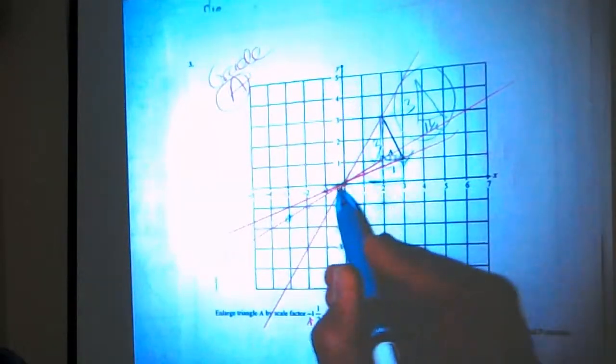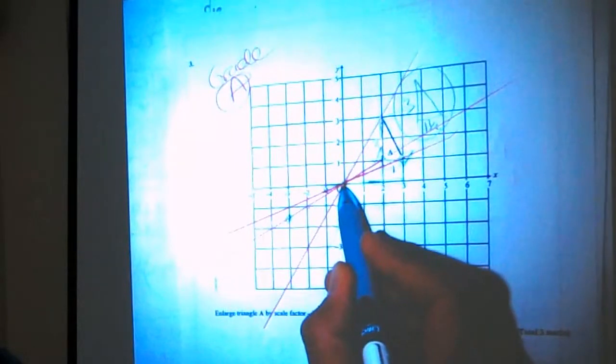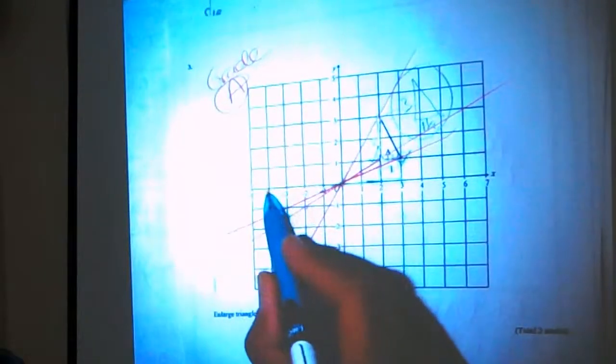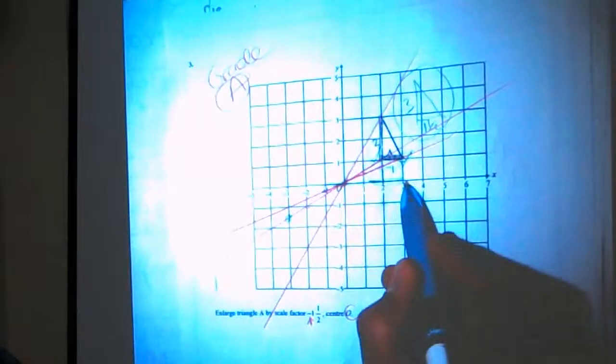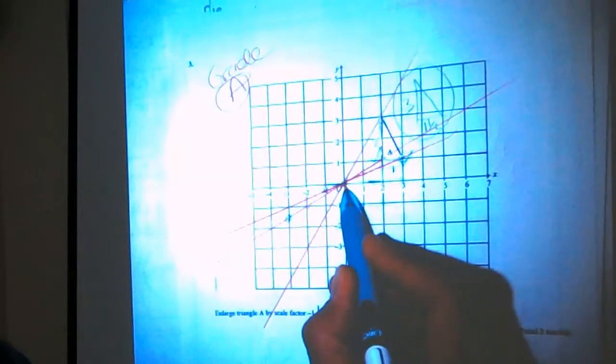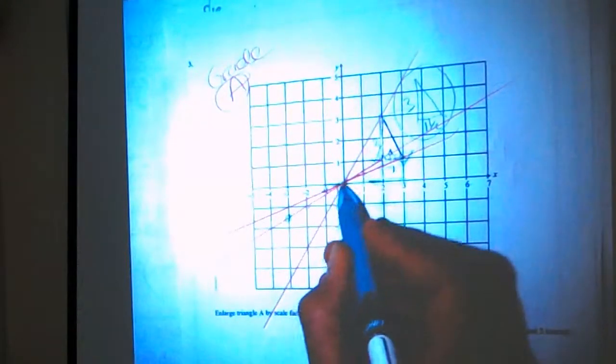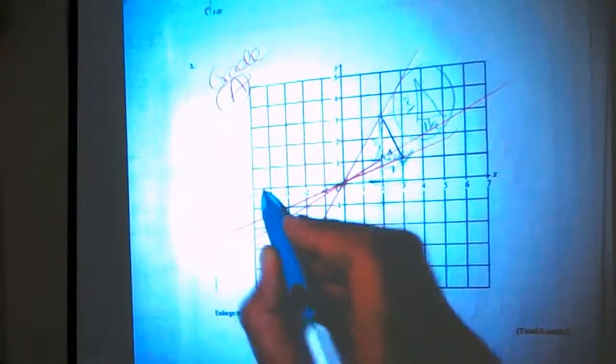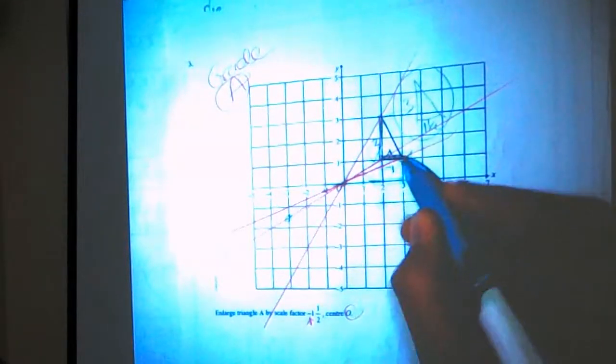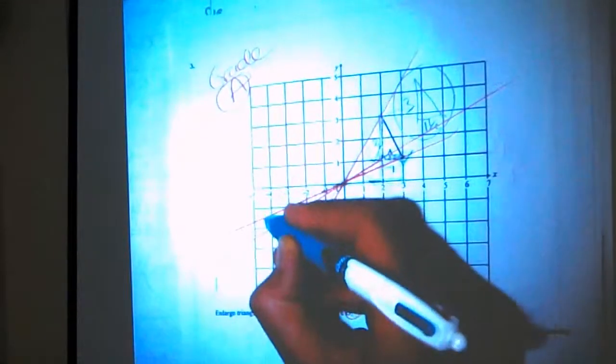So on the other side, 3 across here. What's 3 times by 1.5? 4.5. Yeah, 4.5. So we've got to go 1, 2, 3, 4.5 here, and then that went up by 1. We've got to come down by 1.5. So that goes there.